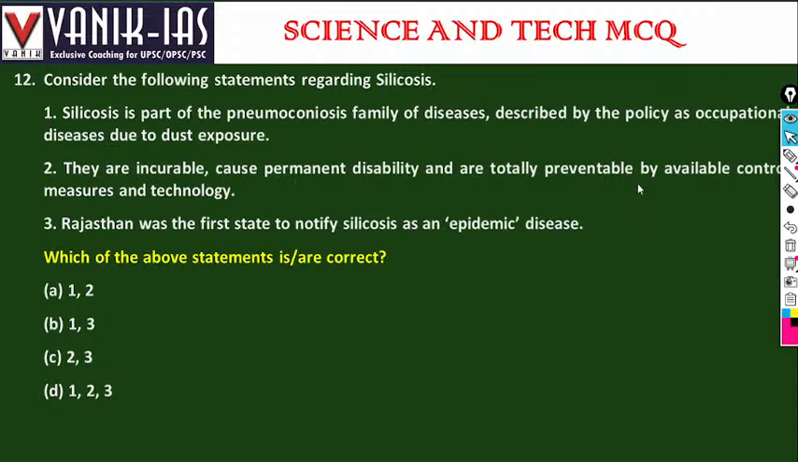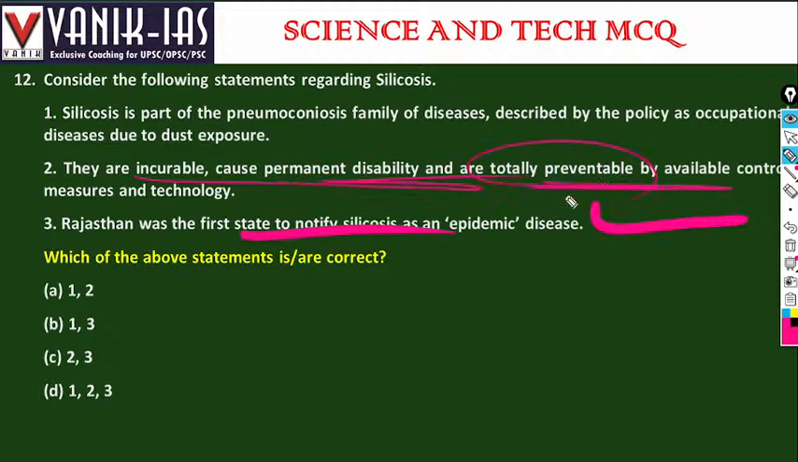Silicosis is part of the pneumoconiosis family of diseases described in policy as occupational diseases due to dust exposure. They are incurable, cause permanent disability, and are totally preventable by available measures. Rajasthan is the first state to notify silicosis as an epidemic disease. Yes, Rajasthan has declared silicosis as an epidemic disease. It is incurable, causes permanent disability, and is totally preventable. Yes, this is totally preventable if you use a mask. And silicosis is part of the pneumoconiosis family described as occupational disease due to dust exposures.